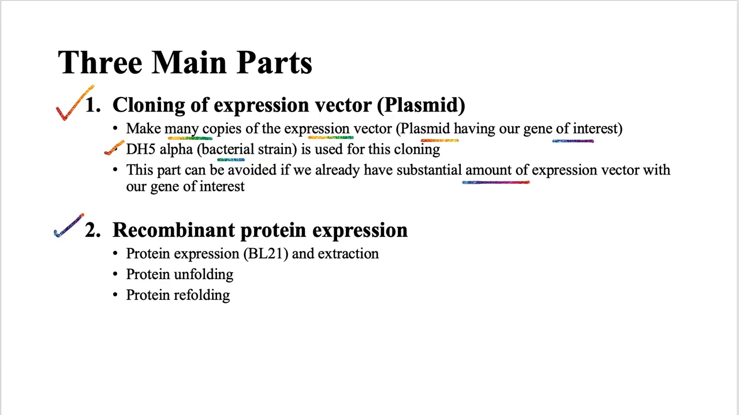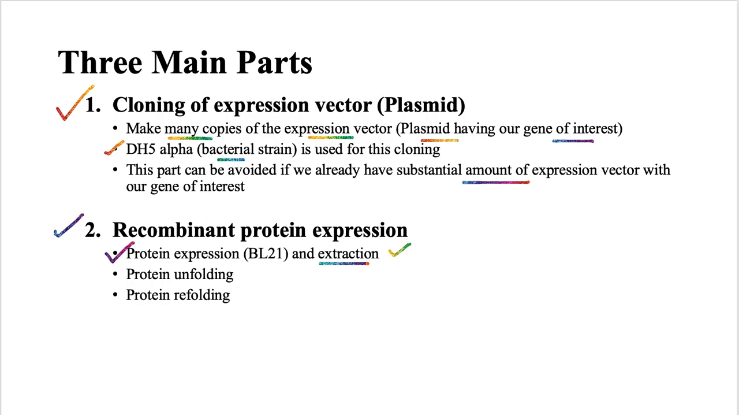Now, the second part of this whole process is the recombinant protein expression. And what does it involve? Number one is the protein expression. So we transform bacterial cells, particular bacterial cells genetically engineered for expression purposes. We express our protein of interest, and once we are done with the expression, then we have to extract that protein of interest from these bacterial cells.